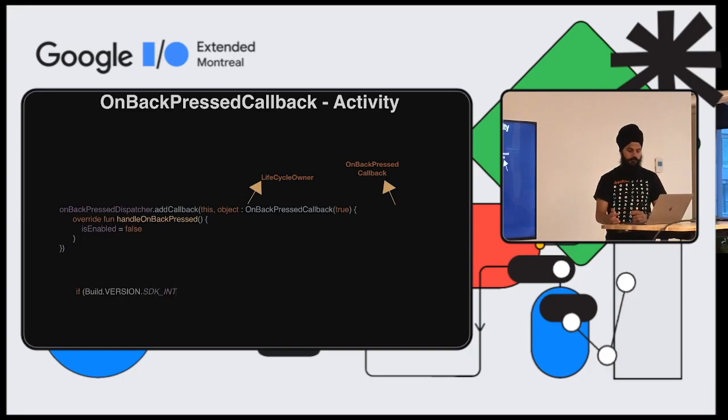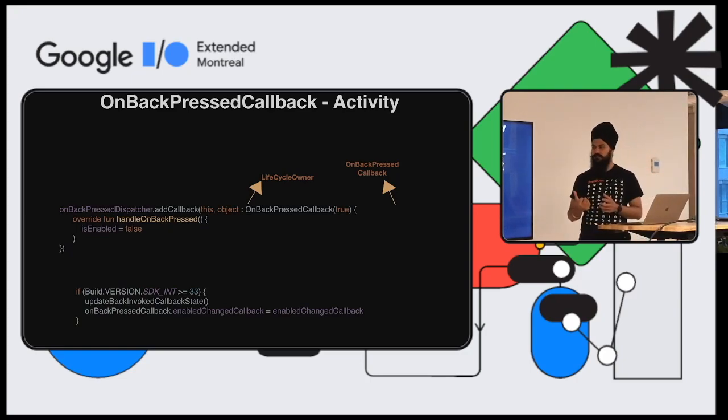So there are a couple of ways to add a callback to the dispatcher. This code is Kotlin. The first line says onBackPressedDispatcher.addCallback. That's basically the getter on onBackPressedDispatcher. Each activity has access to the onBackPressedDispatcher, or I can say it has a property called onBackPressedDispatcher that we can use to add callbacks.